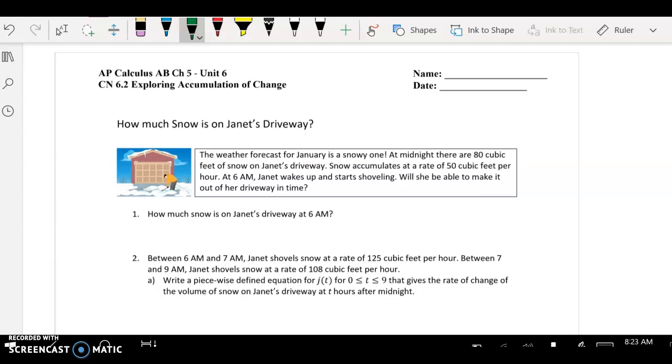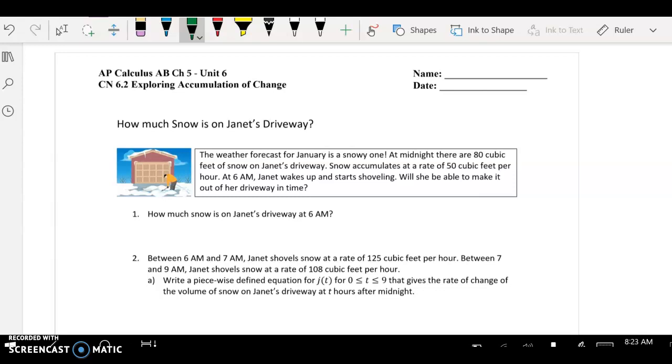Our first lesson today is going to be about looking at the idea of exploring accumulation of change. So the first thing we're going to do is look at what's called a rate in, rate out problem. So we have some snow on Janet's driveway. It's going to be a snowy one, although we did not have any snow this year.